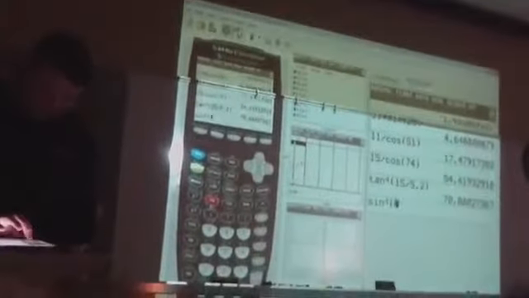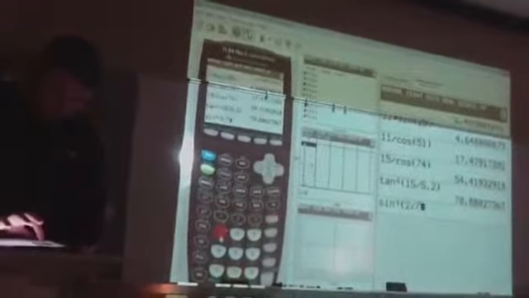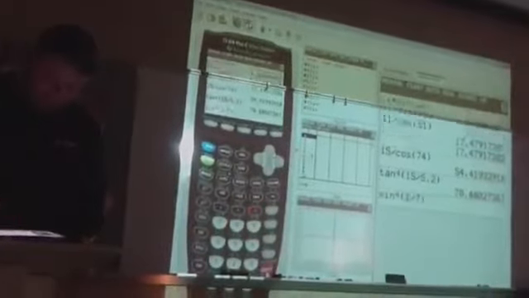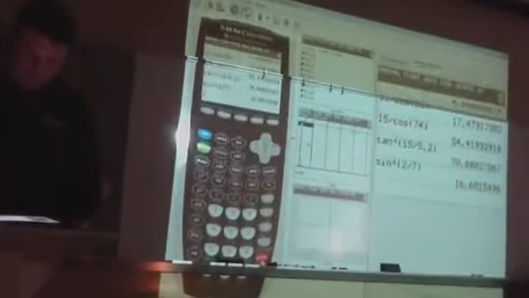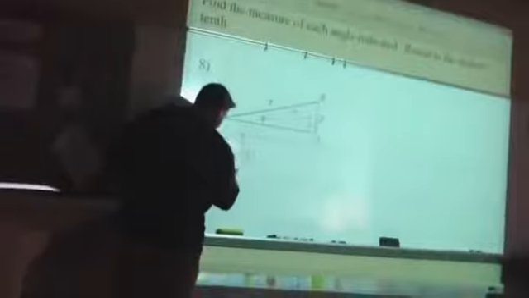Once again, I'm looking for theta. So I use the inverse sine of 2 over 7. Put that in your calculator. I say second sine 2 divided by 7. Close parentheses, hit enter. 17 degrees. So theta, 17 degrees. Questions on this one?